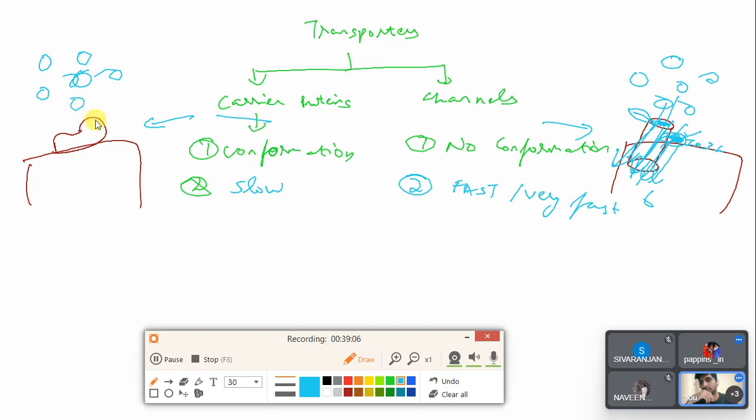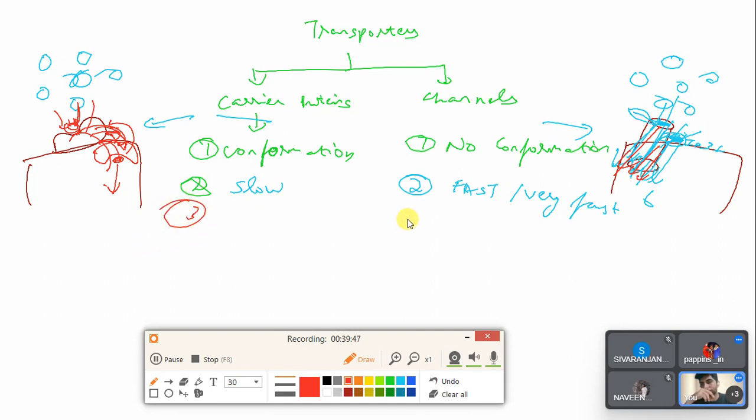But here the carrier protein acts like this: once the molecule binds here, there is a change in conformation, so basically it will go in, release the molecule, then go back, go in, go back. So in that way it's quite slow. Only one molecule, or sometimes two molecules, bind, then there is a conformation change, they are released and it comes back, and then the process occurs again. But the same thing doesn't happen in the channel, they just open up and all the molecules go in. So that's the thing: channels are fast while carrier proteins are slow.